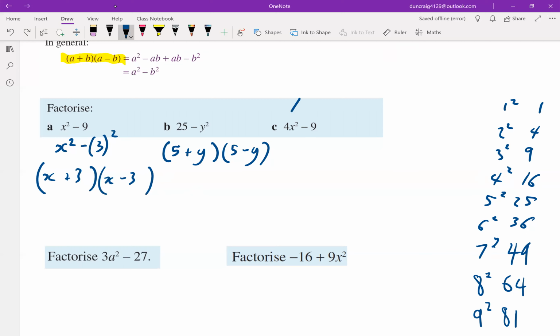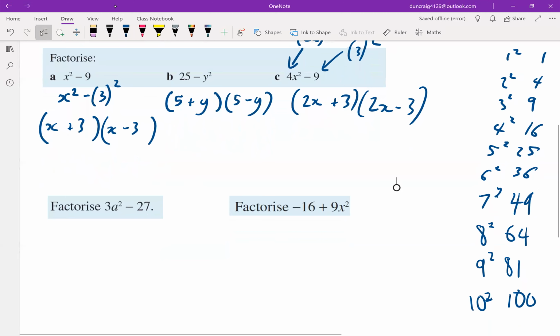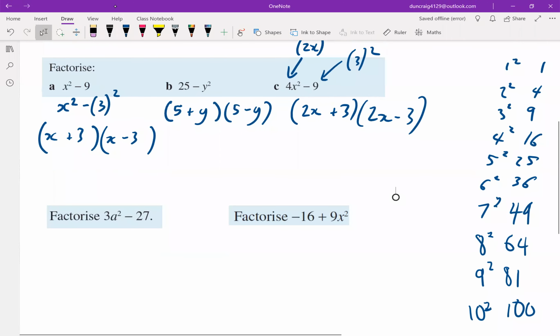This one here, we can think, what's that 4x squared? Well, that's really 2x all squared, and then 9 is just 3 squared. So it's just 2x plus 3, 2x take 3. Nice and simple. So let's come down to the next few examples.